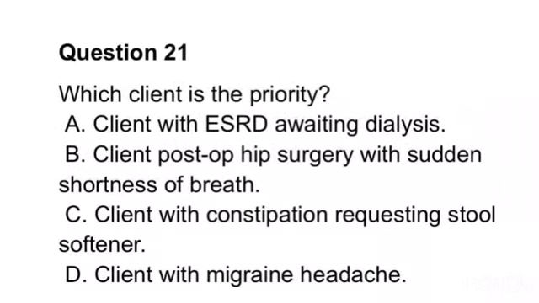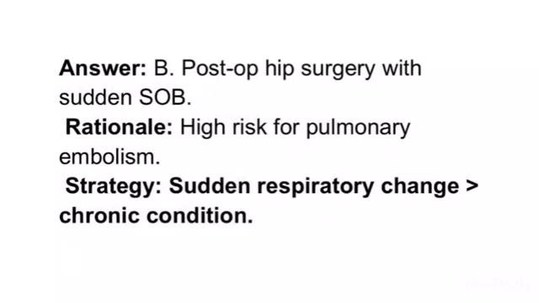Question 21. Which client is the priority? A. Client with ESRD awaiting dialysis. B. Client post-op hip surgery with sudden shortness of breath. C. Client with constipation requesting stool softener. D. Client with migraine headache. Answer: B. Post-op hip surgery with sudden SOB. Rationale: high risk for pulmonary embolism. Strategy: sudden respiratory change over chronic condition.